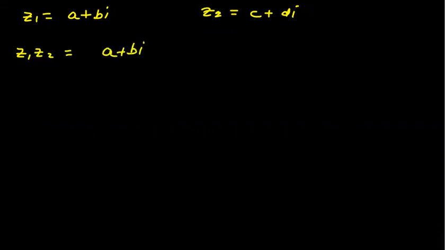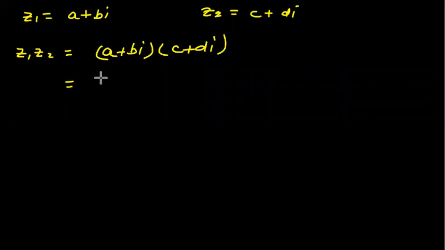So let's say z1 is equal to a plus bi. Let's say z2 is equal to c plus di. So I want to find z1 multiplied by z2. So I'm going to have a plus bi multiplied by c plus di. Now remember what we learned in our polynomial classes, right? What we're going to do now is take everything from the first bracket and multiply everything in the second bracket.